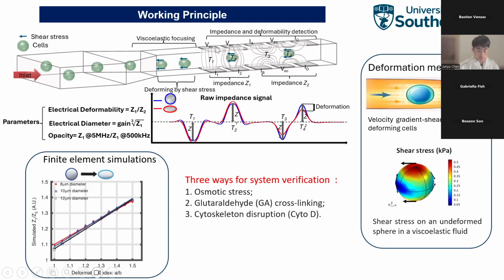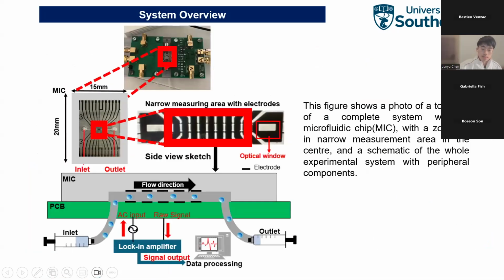Here shows the system overview. It includes the microfluidic impedance chip, MIC, and a series of other components. The MIC chip contains a narrow measurement region which integrates electrodes and also includes an optical window for cell image capture. The chip will be inserted into two PCB boards and a holder.